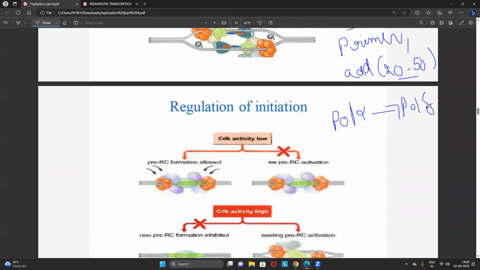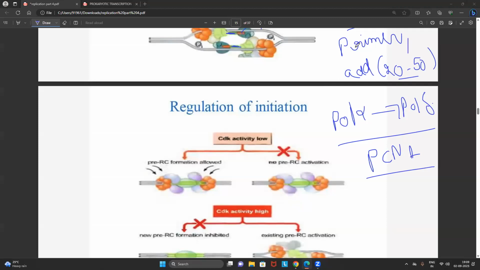My question is, what is the name of the protein that is involved in the replacement of the polymerase alpha with the polymerase delta? Who will do that? RPA will do it. Okay. PCNA, proliferating cell nuclear antigen.